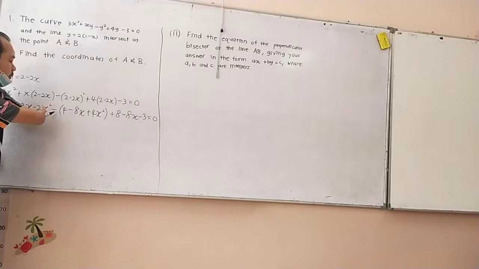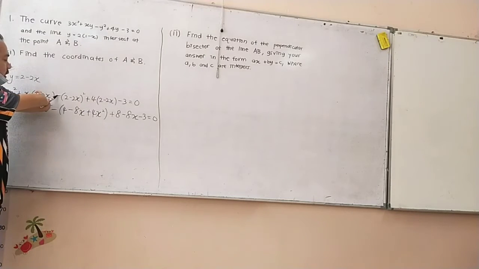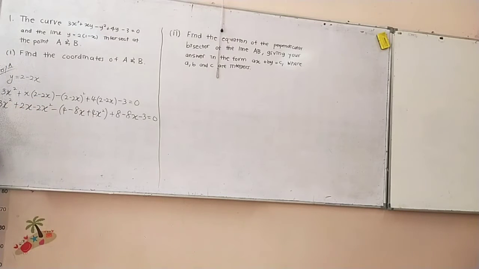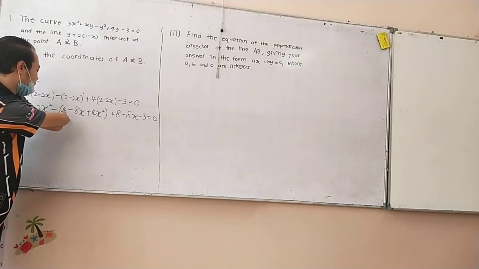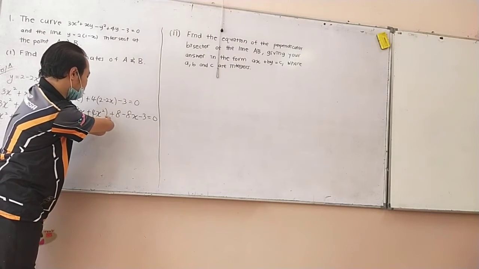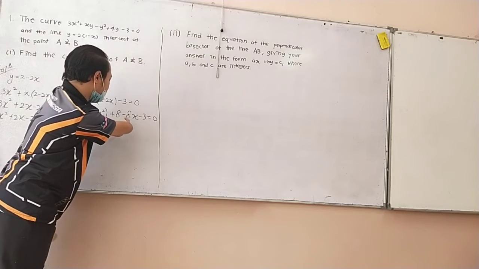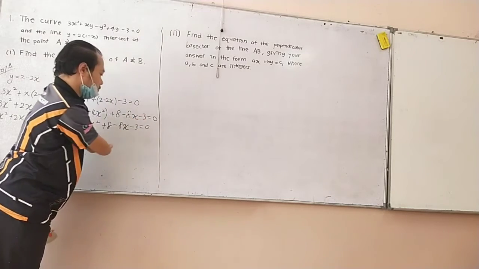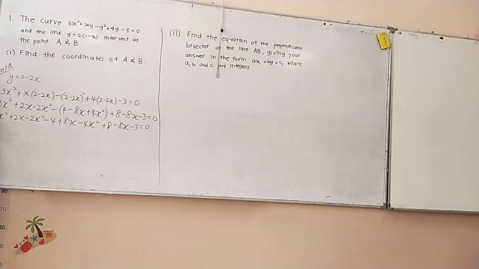This one I didn't open the bracket yet because I know that there is a negative. So to make it safe, put negative outside first. Then expand. 3x squared plus 2x minus 2x squared. Expand the bracket. So minus 4 plus 8x minus 4x squared plus 8 minus 8x minus 3 is equal to 0. Now let's simplify.